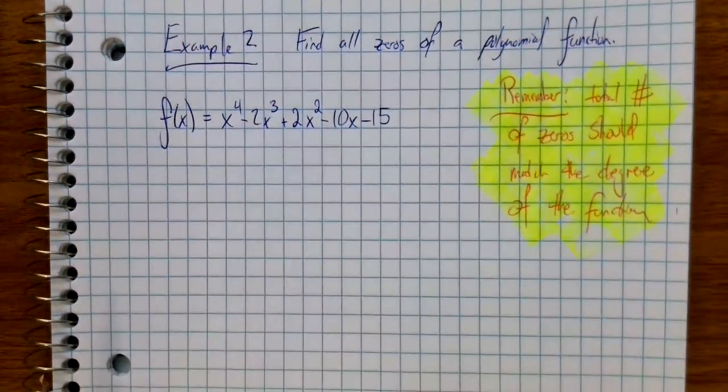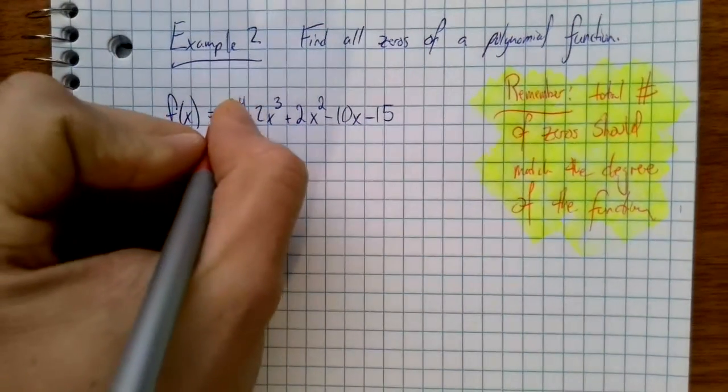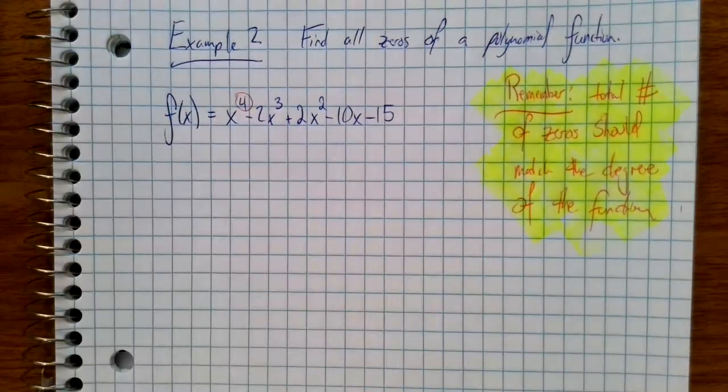We are being asked to do the same thing, to find all of the zeros of this particular polynomial function. Remember, the total number of zeros should match the degree of the function. So the degree of this function is 4. So we should expect or anticipate a total of 4 zeros for the function.